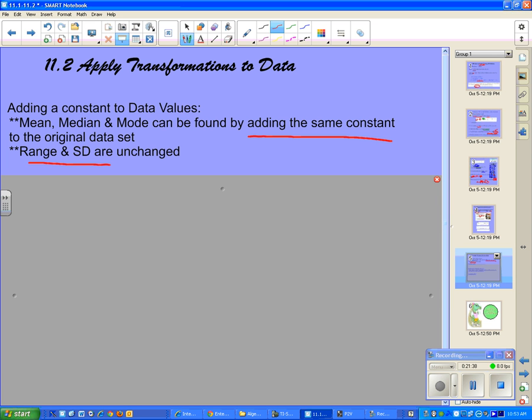Let's say you found those measures for your original data points. You don't have to add 250 to all of your data points and then find it again. You just add 250 to the mean, median, and mode, and then standard deviation and range stay the same. Okay, let's look at example 2.